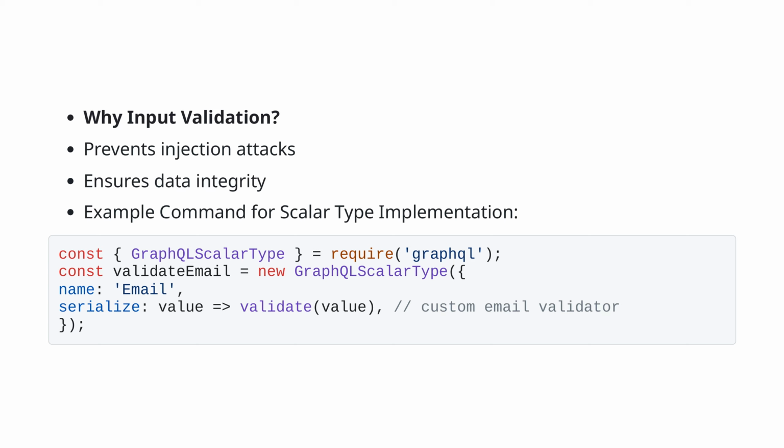JavaScript: const GraphQLScalarType = require('graphql'). const validateEmail = new GraphQLScalarType({ name: 'Email', serialize(value), validate(value) }), custom email validator. This command defines a new GraphQL scalar type named Email and applies a custom validator to check the validity of the input, ensuring that only properly formatted email addresses are accepted.